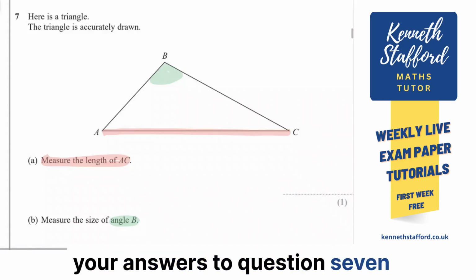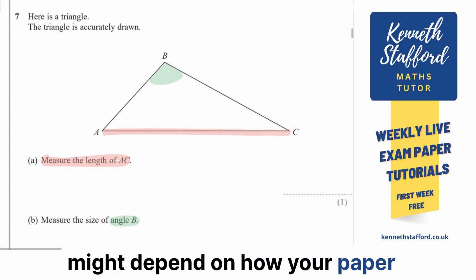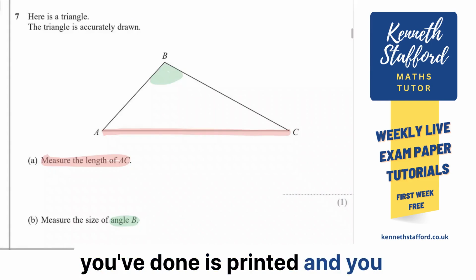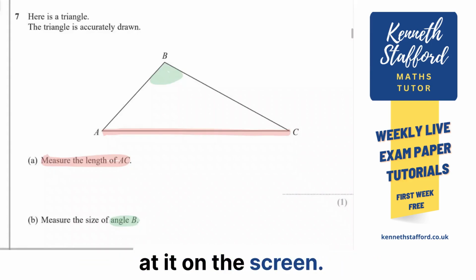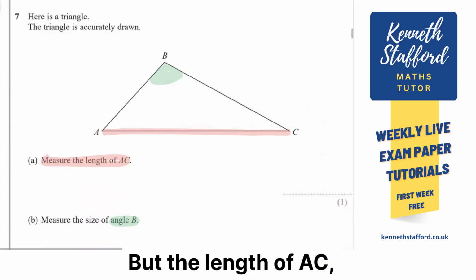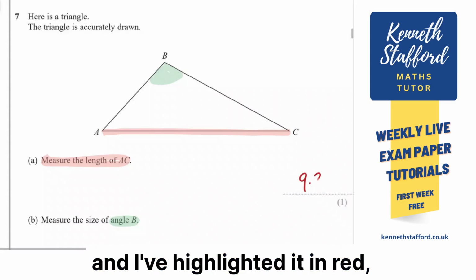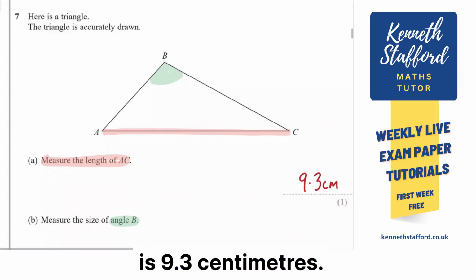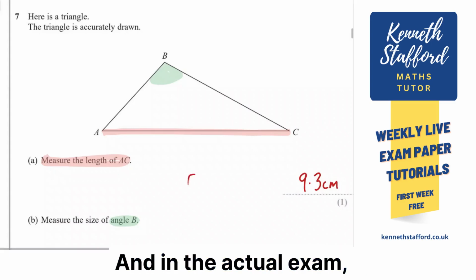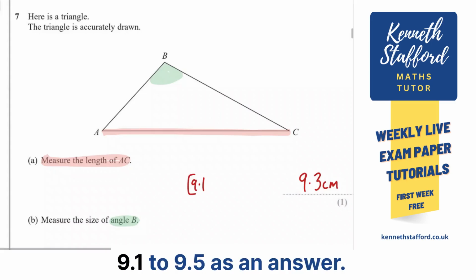Now your answers to question 7 might depend on how the paper you've done is printed, and you might even be looking at it on the screen, so you might not even be able to do this. But the length of AC, and I've highlighted it in red, is 9.3 centimeters. And in the actual exam, they were willing to accept 9.1 to 9.5 as an answer.